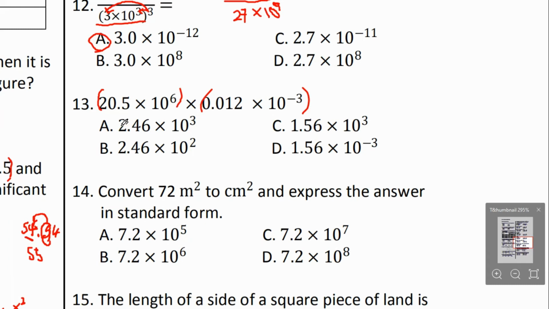Question 13, you only need to key in this value into your calculator. Then you will have the answer, B.